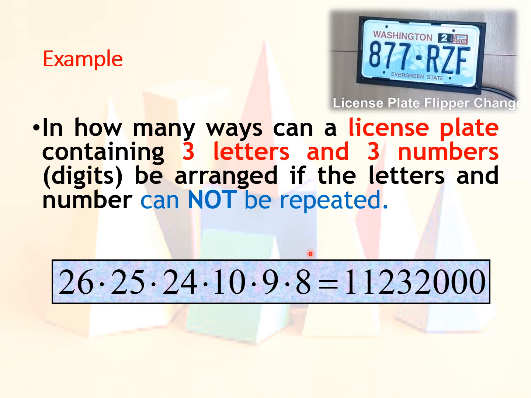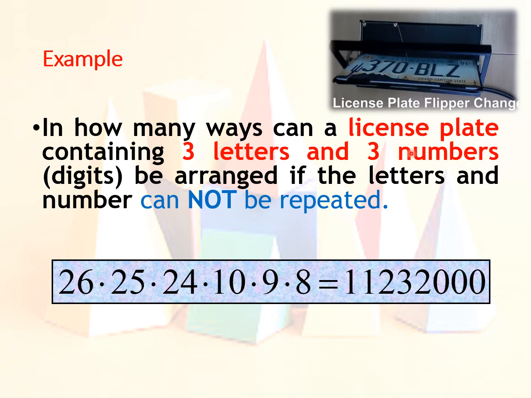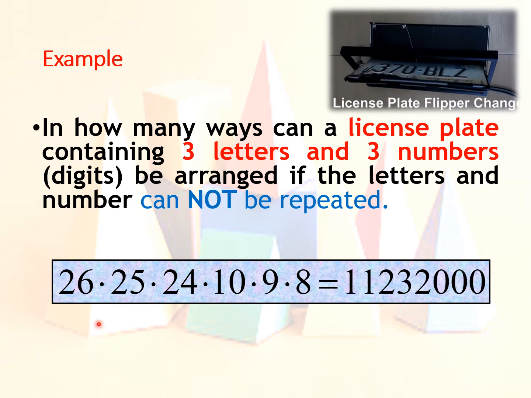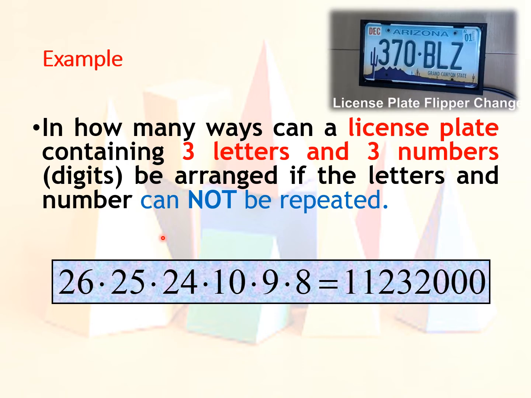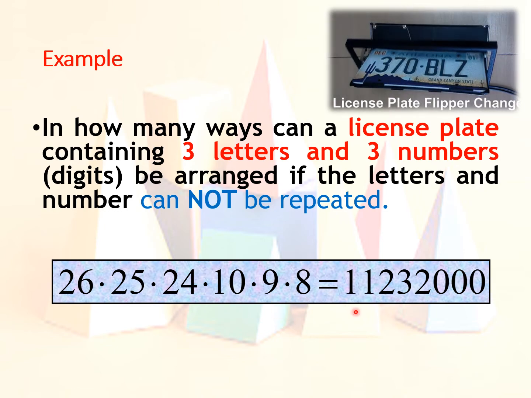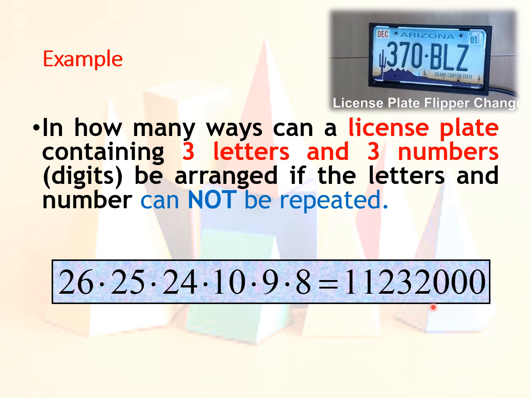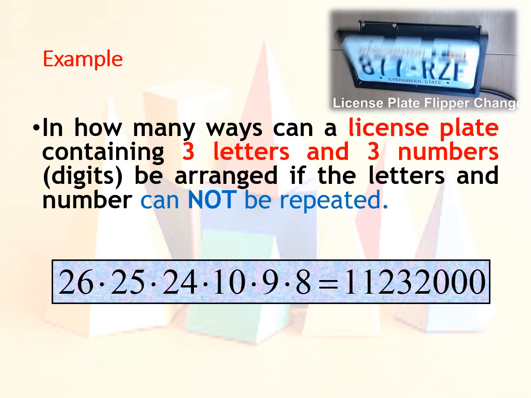And then for the numbers, 10, 9, 8. We stop at 8 because we only need 3 numbers. So we have 26 times 25 times 24 times 10 times 9 times 8, which is equal to 11,232,000.